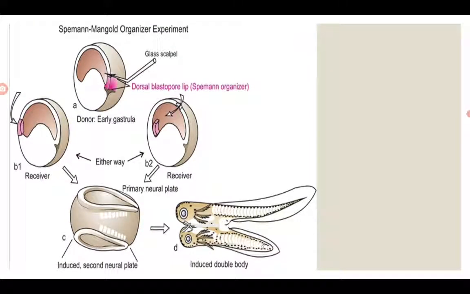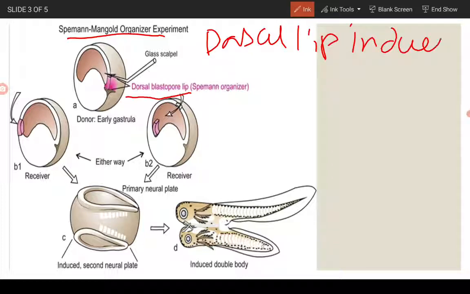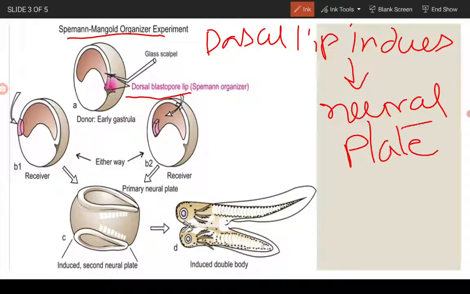This organizer experiment of Spemann and Mangold we have already studied in the previous video, but let's see it again. In this experiment we take out the dorsal blastopore lip. We know that the dorsal blastopore lip is the inducer of development of the neural plate, right? So the dorsal lip induces the formation of the neural plate.